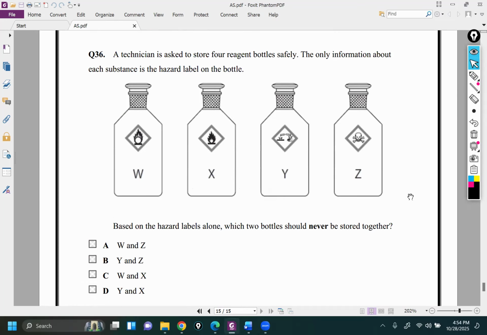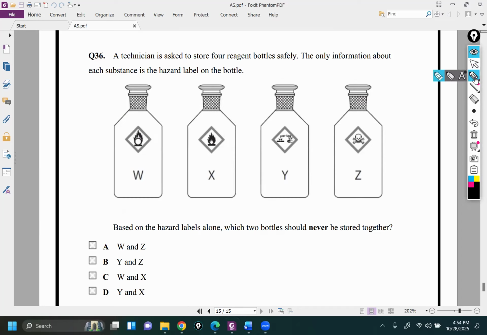Question 36. Four bottles are given and a technician is asked to store four reagent bottles safely. The only information about each substance is the hazard label on the bottle. It means four bottles, W, X, Y, Z, are given, and the hazard symbols are given. Based on the hazard label alone, which two bottles should never be stored together? This one is for an oxidizing agent. I just told you before, this is flammable, this is corrosive, and this is toxic. So which two cannot be placed together? W and X. The correct option is option C.